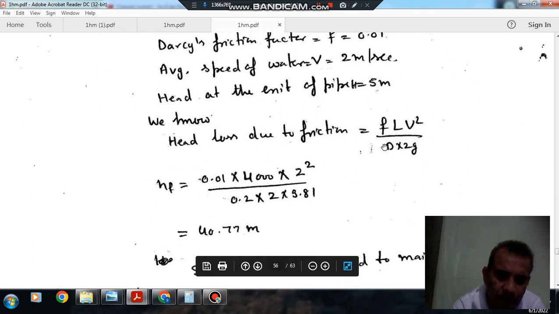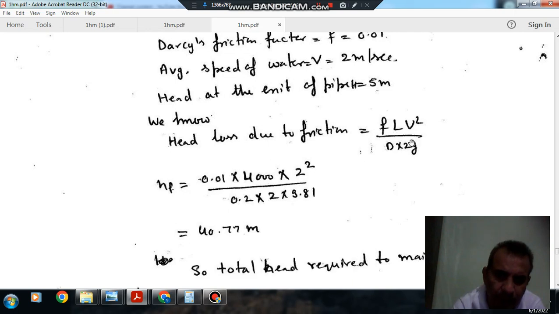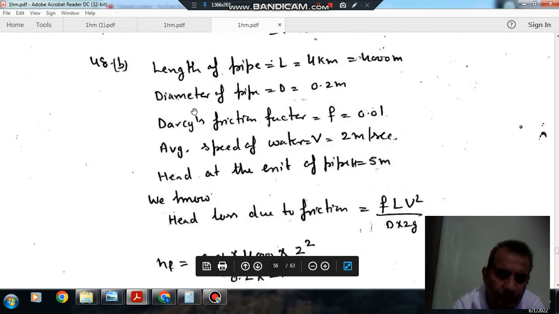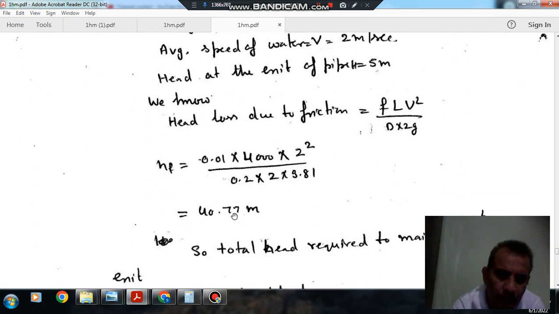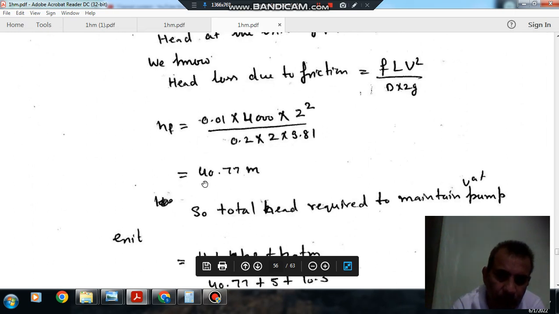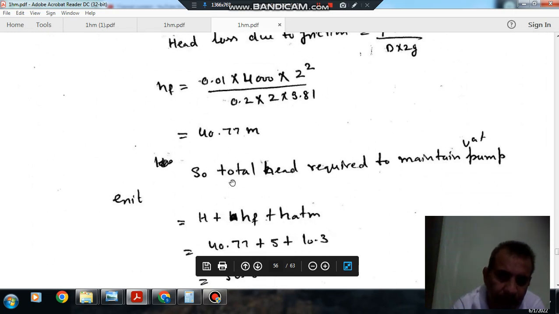So hf comes out if we put L as 4000 and V as 2 meter per second, and D as 0.2 meter, diameter of pipe is 0.2 meter, and head loss in pipe comes out as 40.77 meter. Okay, so this is the head loss in pipe.